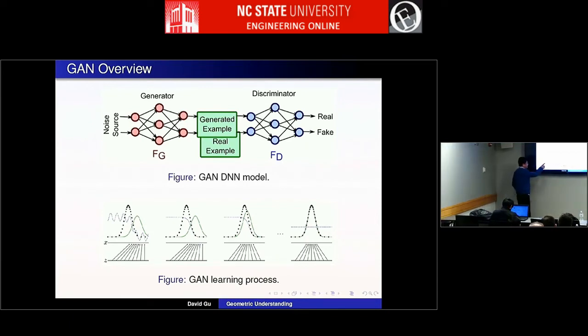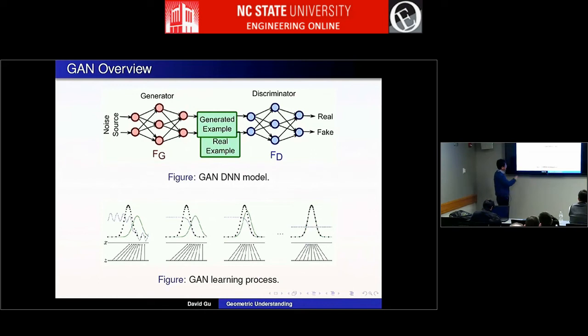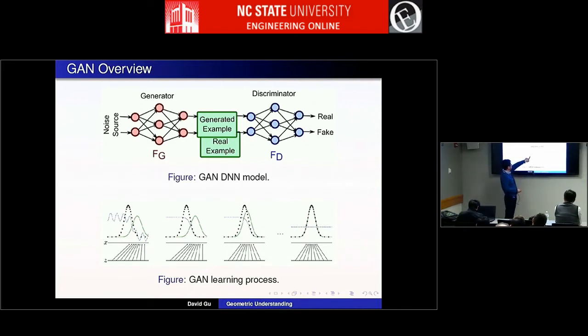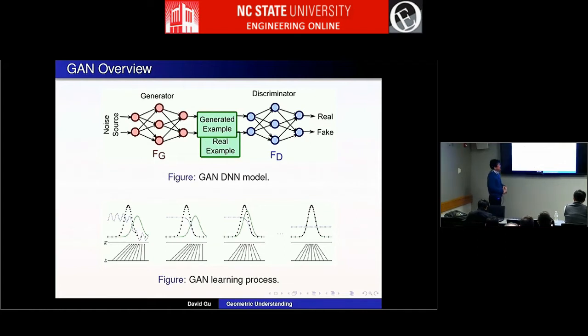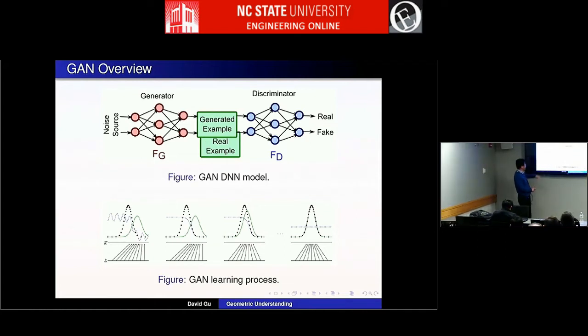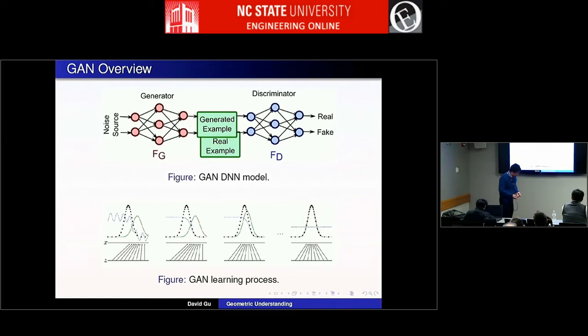Suppose in the latent space we have a Gaussian distribution, Z here. The generator transforms this white noise to this distribution, the green curve here. The dotted curve represents the real data distribution. The discriminator computes the distance between the real data distribution and the generated distribution. So you see that the major task for the discriminator is to compute the distance between two distributions. The major task for the generator is to convert from one distribution to another distribution. This is the language used by Goodfellow.